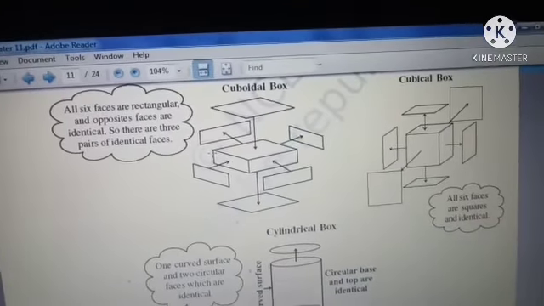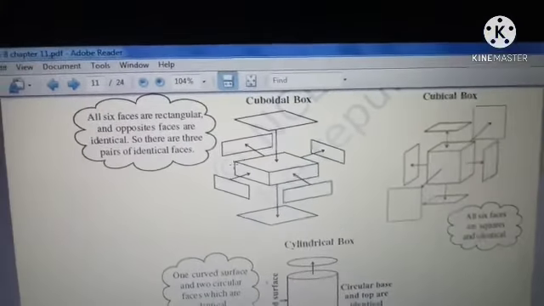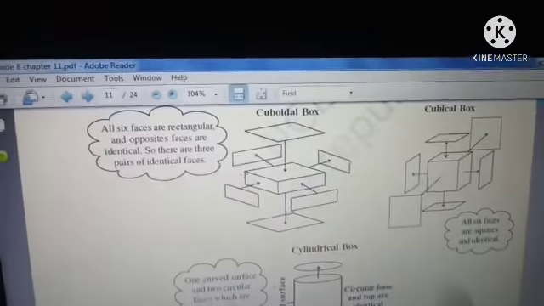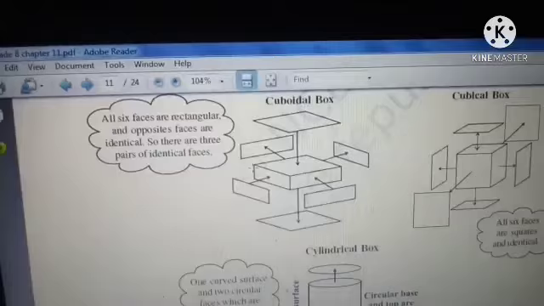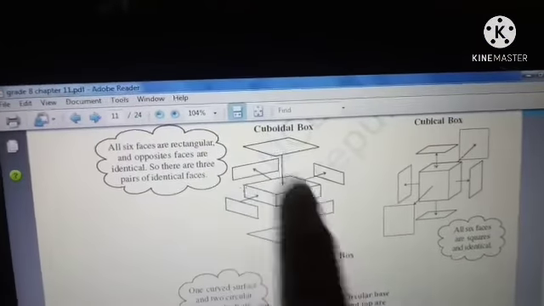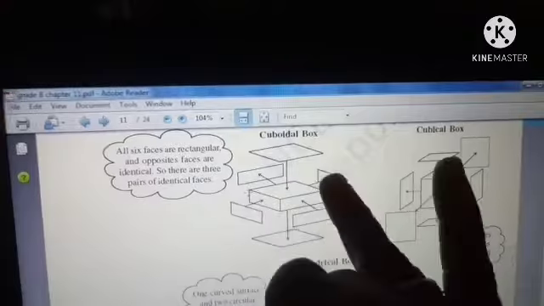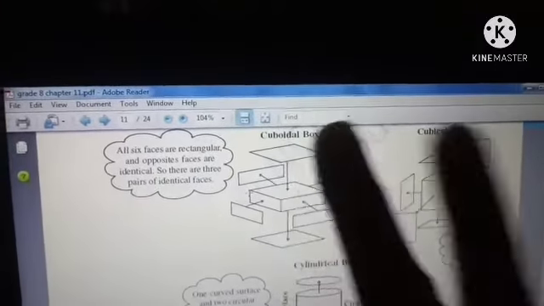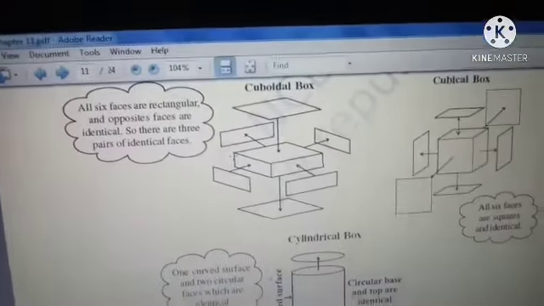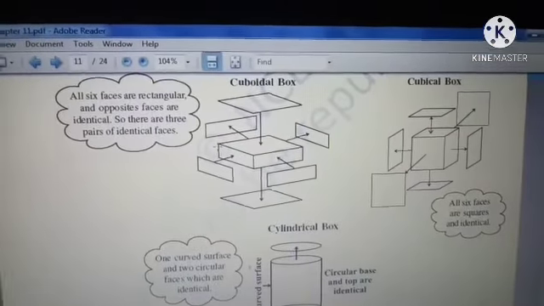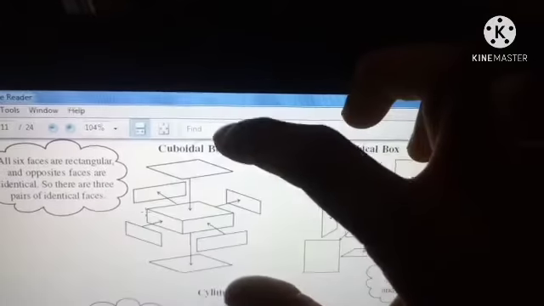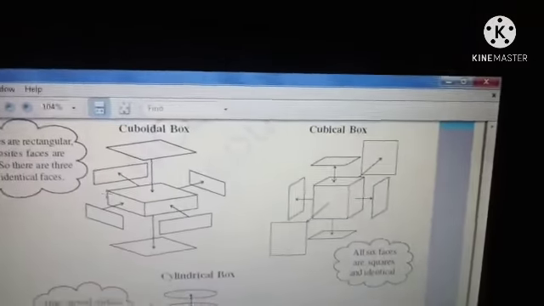Only opposite faces are identical. So, there are 3 pairs of identical faces. How many pairs are there? 3 pairs of identical faces. What are those 3 pairs? First, this one and this one are same, 1. These 2 are same, 2. These 2 are same, 3. So, totally we have 3 pairs of identical faces. Did you understand now what are the relations we study based upon the faces in a cuboidal box?